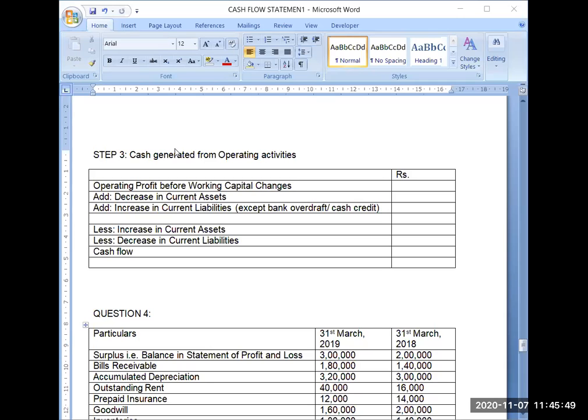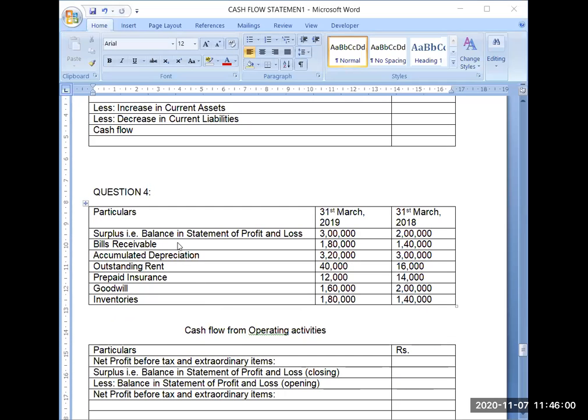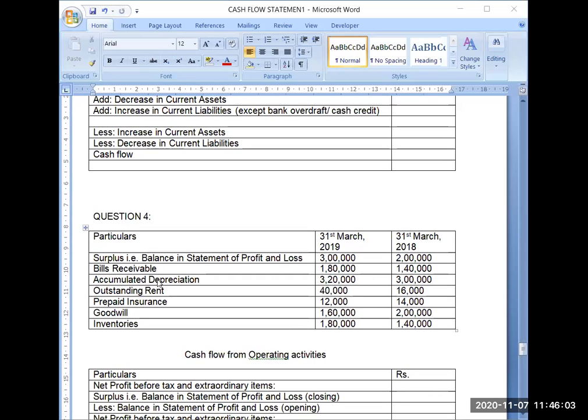Step three, we will be adding decrease in current assets and increase in current liabilities. Why we are adding that, we have to understand. Here I will take an example. Suppose, the easy one, debtors. Suppose the debtors on 31st March 2019 are 1,80,000, and on 31st March 2018 they are 1,40,000.